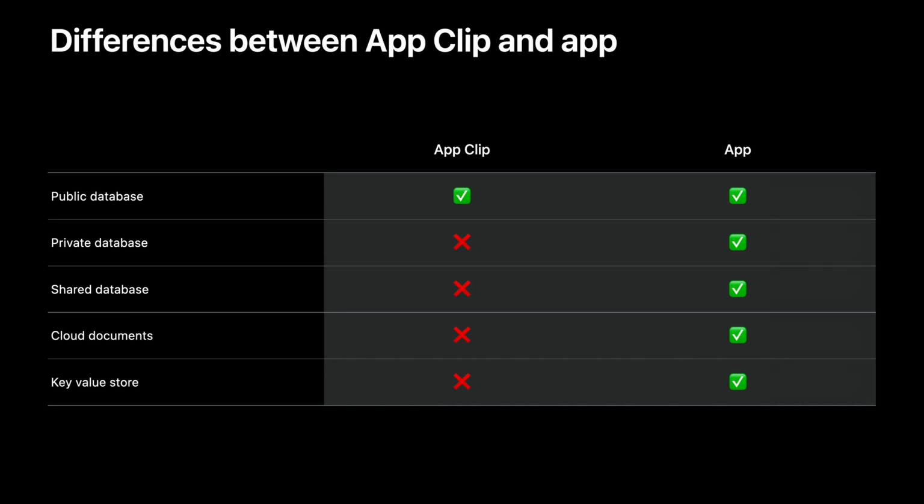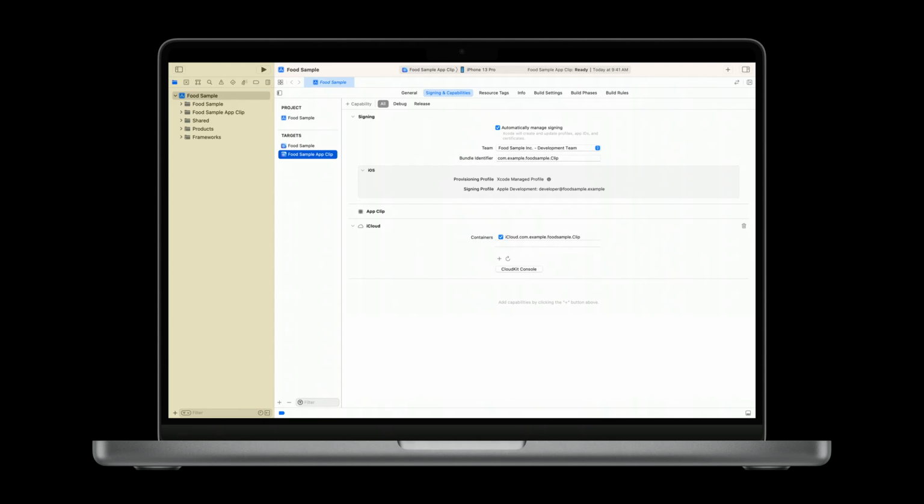To enable CloudKit for your app clip in Xcode, open your app clip targets, Signing and Capabilities tab, and select the CloudKit container you want your app clip to use. This CloudKit container can be a new or existing container shared with your full app.